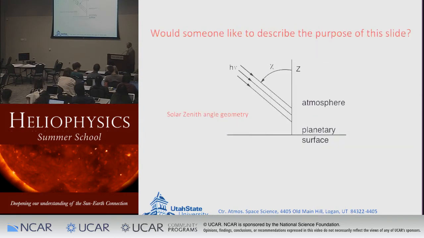Okay. So now I've got here just a diagram. I'm going to ask you a question. Would someone like to describe the purpose of this slide? Everything we've talked about, just about, is based on being able to do what we're going to do. Does anybody know what we're talking about here? Ionization rates, but what's the purpose of the diagram?